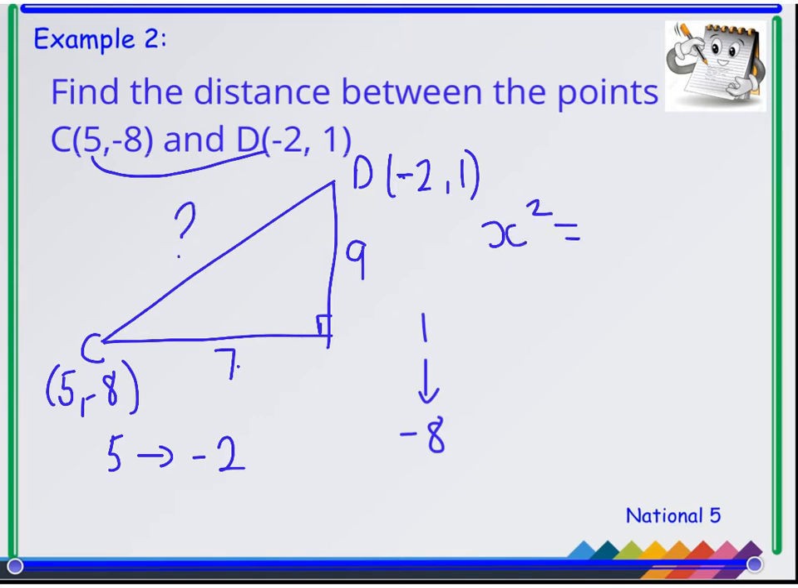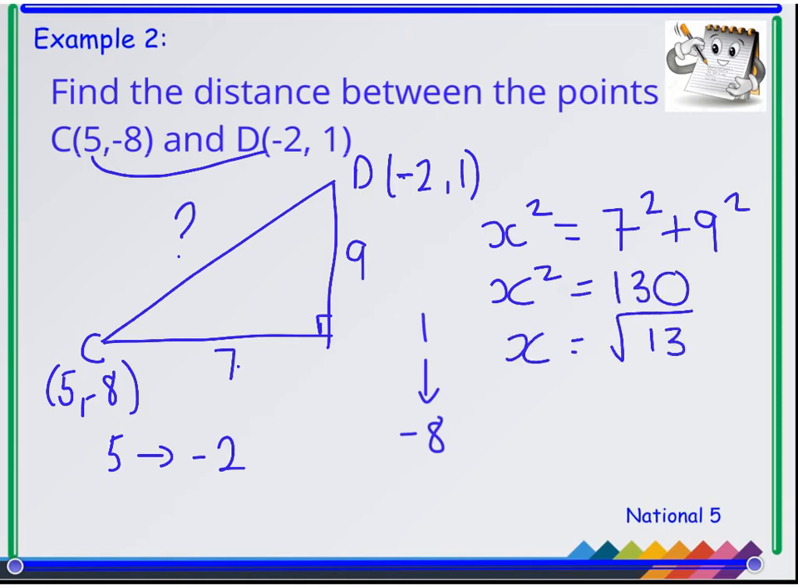So x squared equals 7 squared plus 9 squared, which gives us 130. And when we square root 130, we will get 11.40. Again, I'm doing it to 2 decimal places because I haven't asked you whether I wanted it to 1 or 2. Okay, so I call that method the stepping it out method.